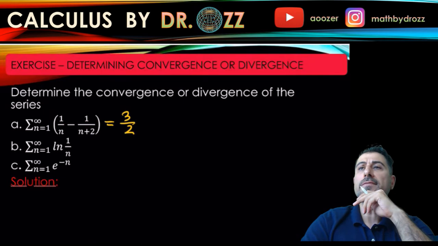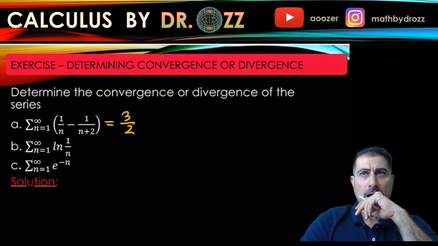Part B is the infinite series of ln 1 over n.